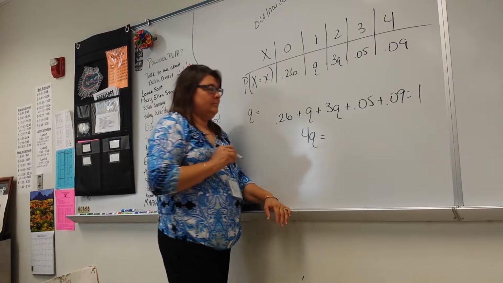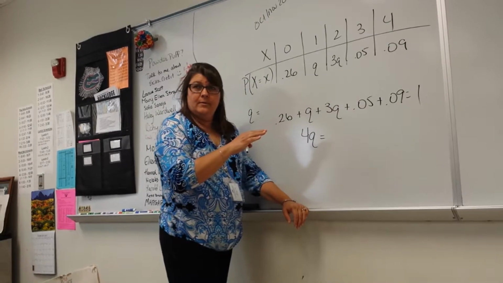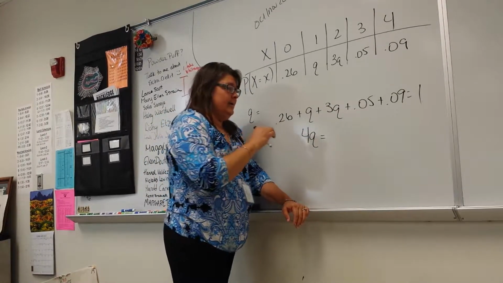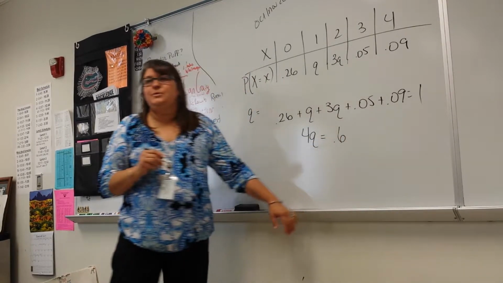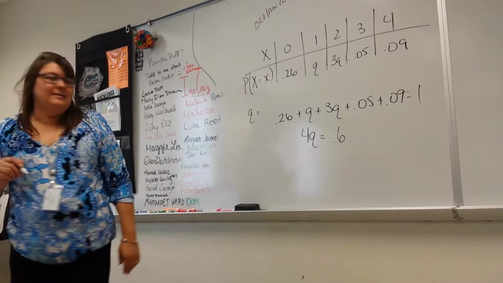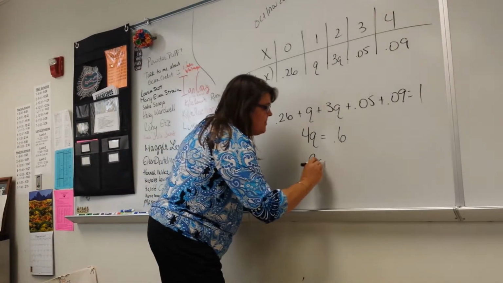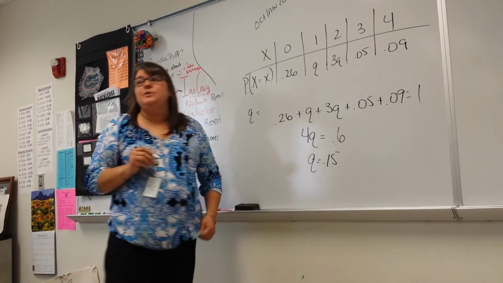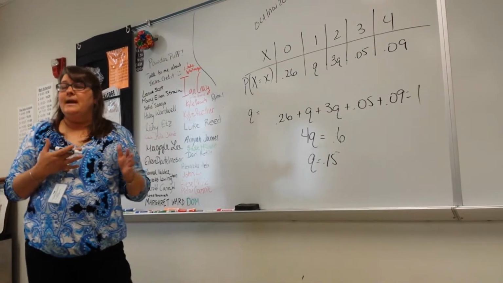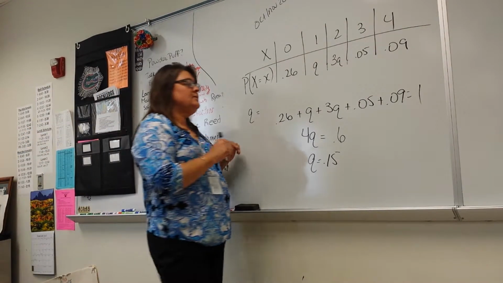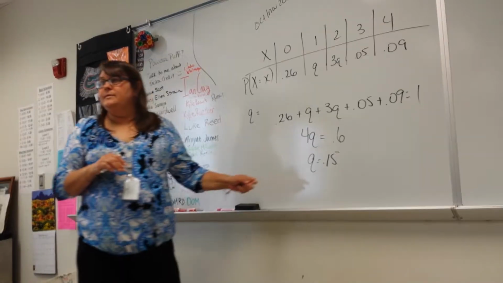4Q. So it'd be 0.6. 4Q is equal to 0.6. And then Q is equal to 0.15. Now, if they're asking you for Q, I would go ahead and insert the value back in and make sure that I had that right. Are there any questions on how we found 0.15?